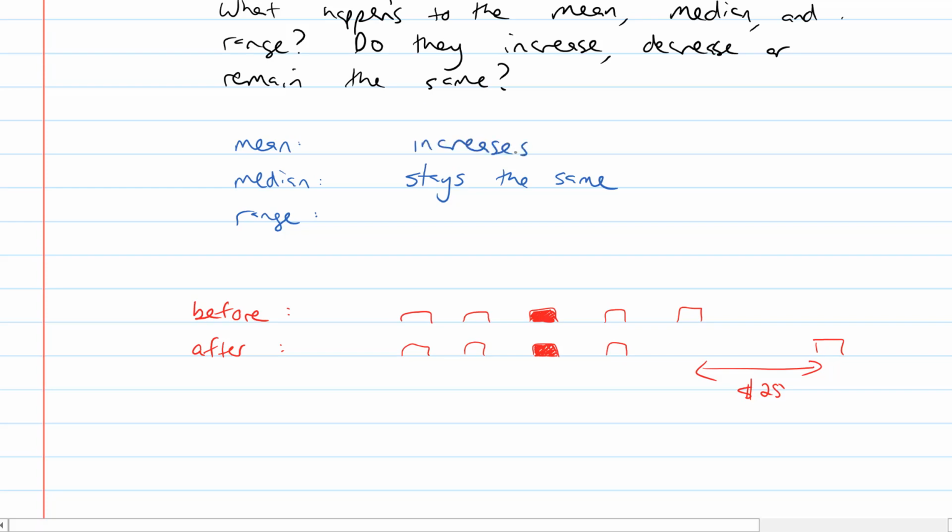Notice that the question just says, do they increase, decrease, or remain the same? It doesn't say by how much. You don't have to figure that out. If you wanted to be very specific, it actually increases by 25 over n. In other words, you take the amount it's increased by, which is $25, and divide by the number of points, or the number of devices in this question. It wasn't asked for, but it's a nice little touch.